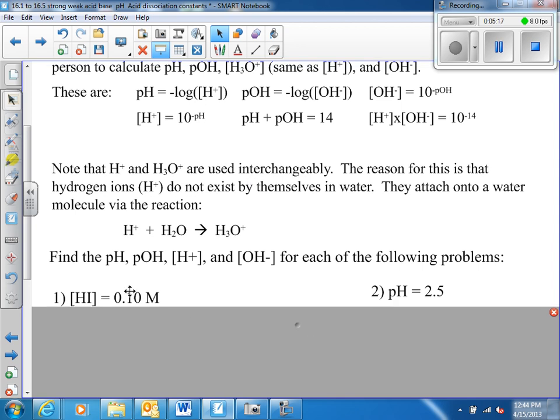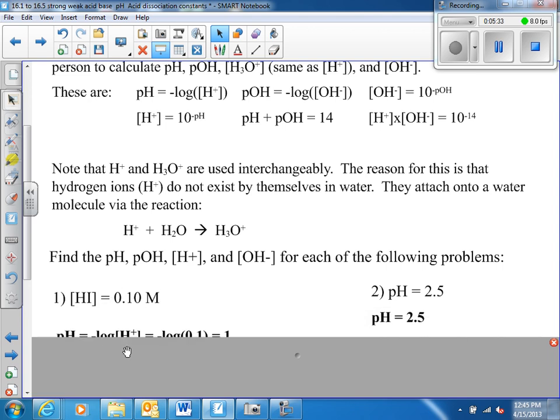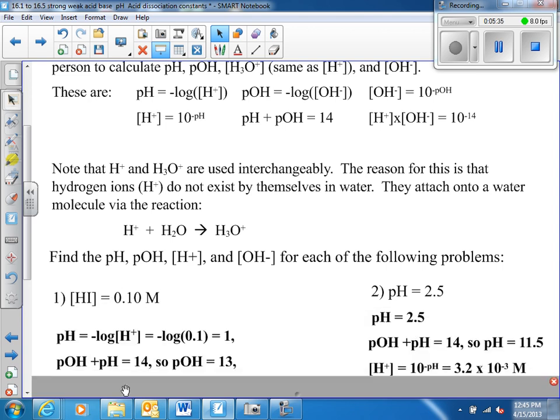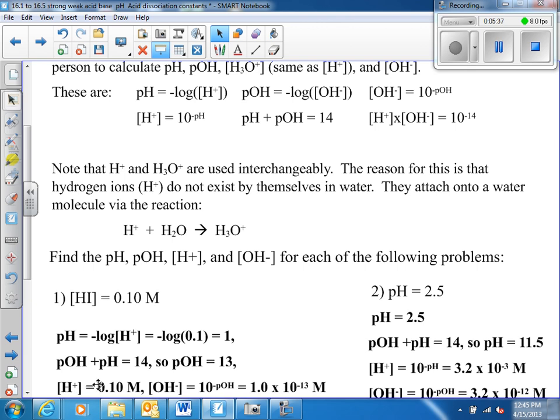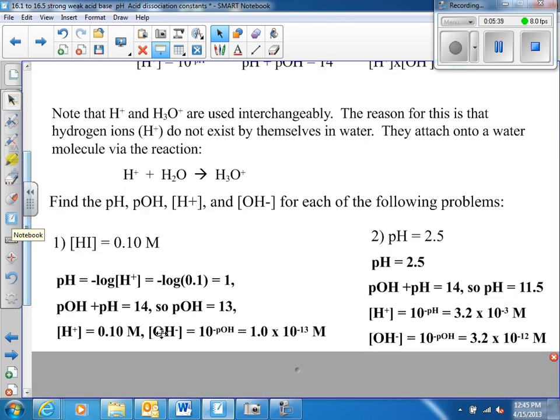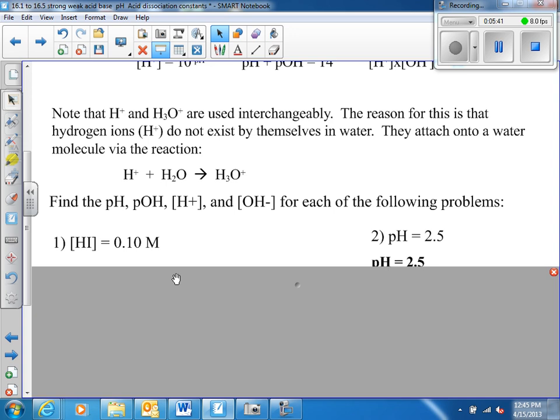So HI, we look up here, when we notice this is a strong acid, that means it dissociates completely into H plus and I minus. So there's one H plus for each HI because it dissociates completely. So the H plus is just the HI concentration. That part's easy. The H plus is just 0.1 molar.